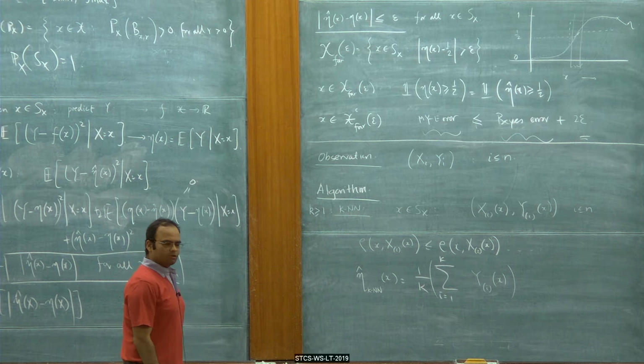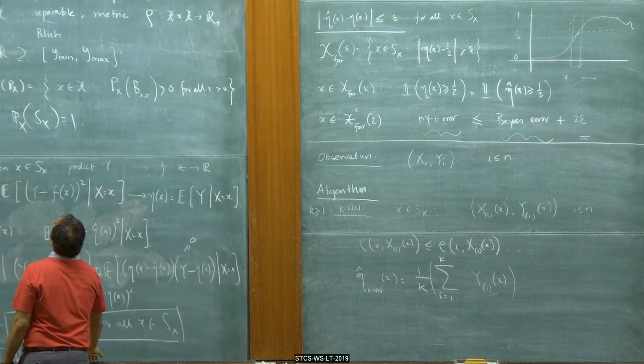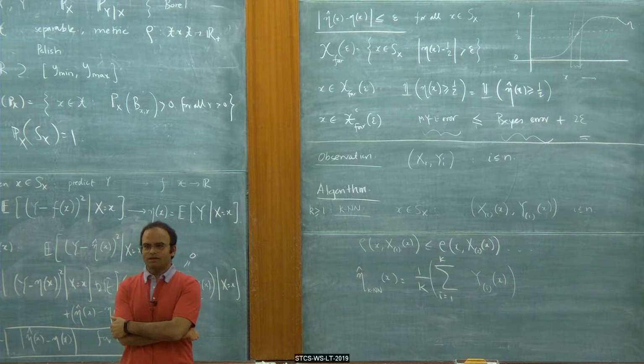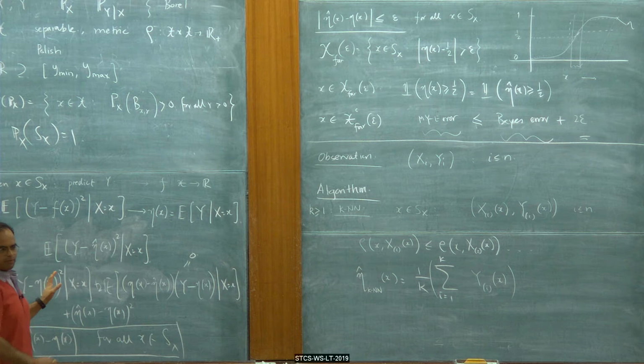It could be binary, it could be anything. All I'm assuming is the following. No matter what setup I'm going to consider, here is the setting. That is, Y is the label that's in some interval. Okay?